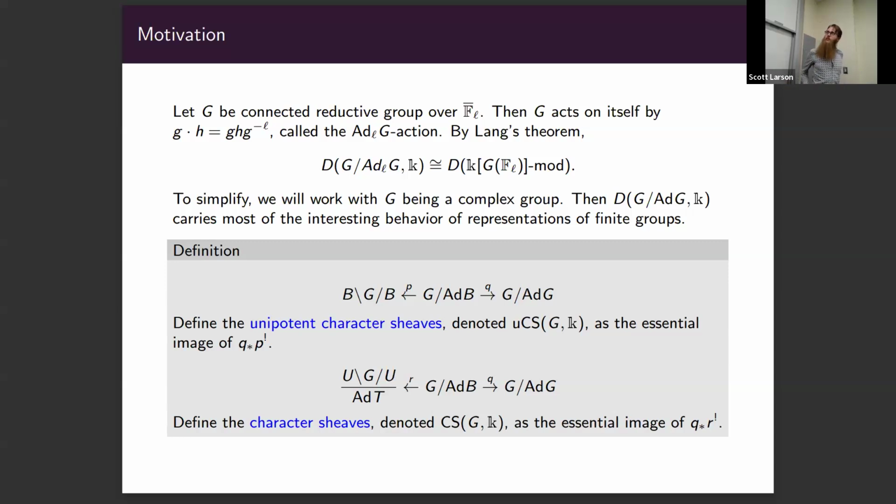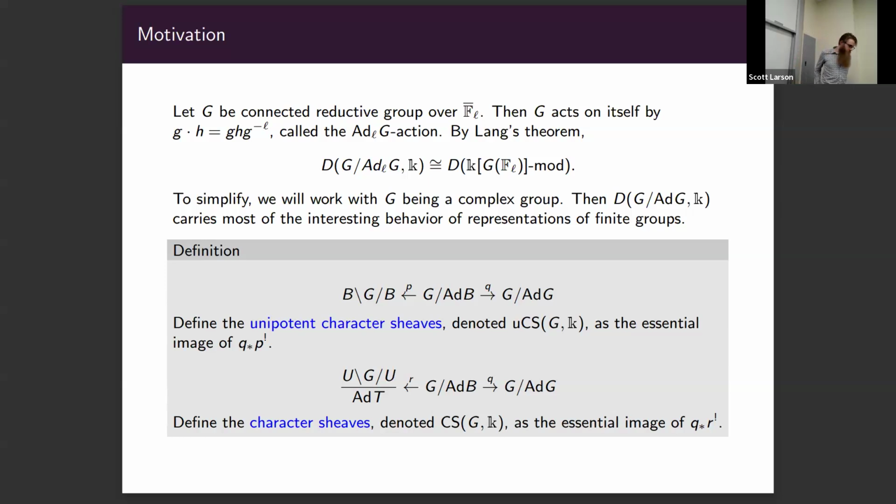So we're not going to really be working too much with that, but we're going to simplify things a little bit. And instead of working with G being defined over F_l bar, as I said before, G is just going to be over the complex numbers. So things should be really, really nice and simple. And a claim that I'll make without any justification really is that all the interesting behavior of representations of finite reductive groups is carried by this derived category of constructible sheaves that are ad G equivariant on G.